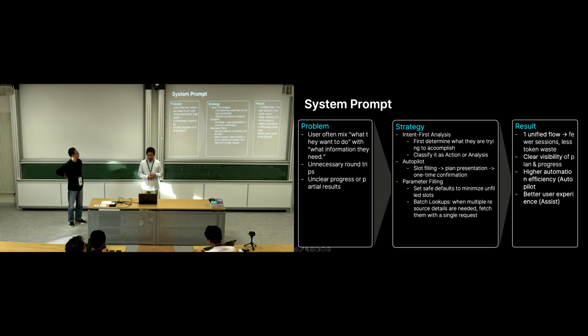For analysis type requests, we use parameter filling, applying safe defaults to minimize missing information. In addition, when multiple resources are needed, the agent performs batch lookups, batching everything into a single request instead of multiple calls. This approach produces significant improvement on unified flows with fewer sessions and less token usage. Clear visibility into plans and progress.